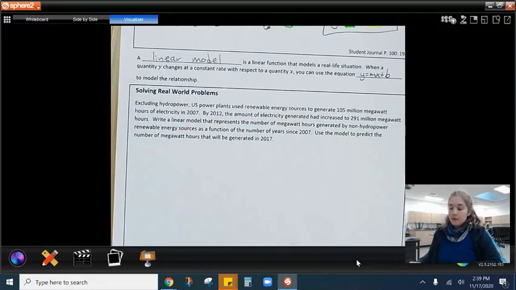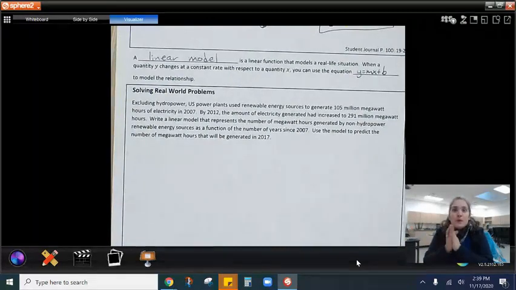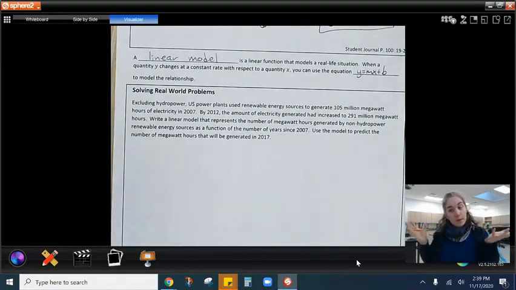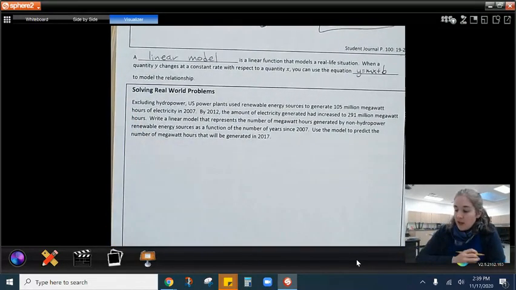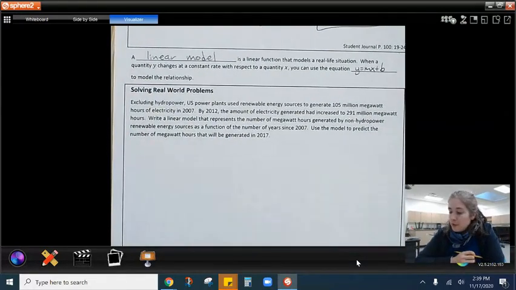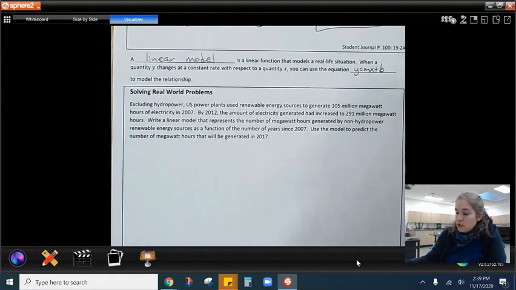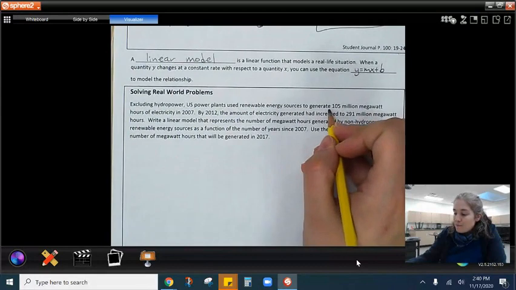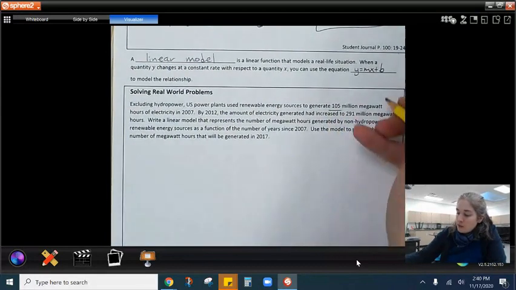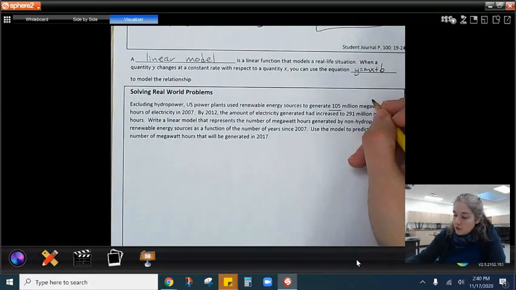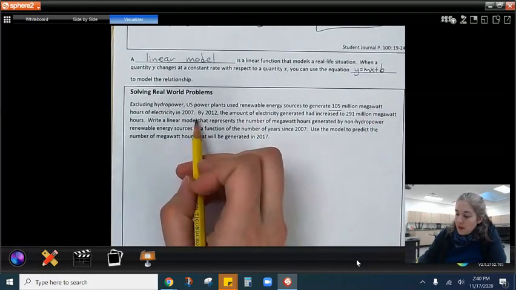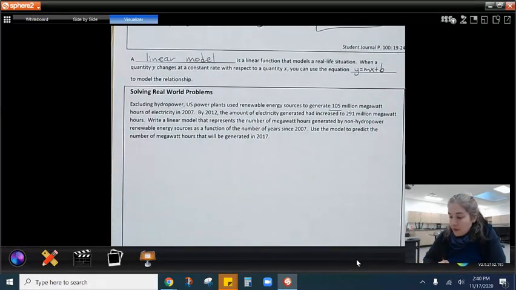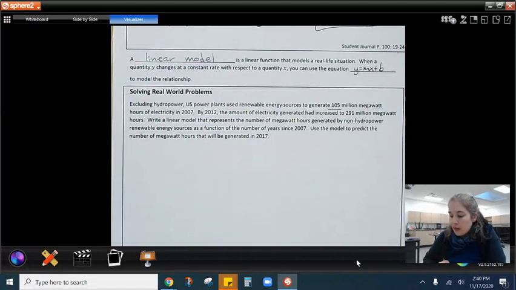All right, our next one on here, this is a real world problem, ooh, aka word problem. So we've got: excluding hydropower, U.S. power plants used renewable energy to generate 105 million megawatt hours of electricity in 2007. By 2012, the amount of electricity generated had increased to 291 million megawatt hours.